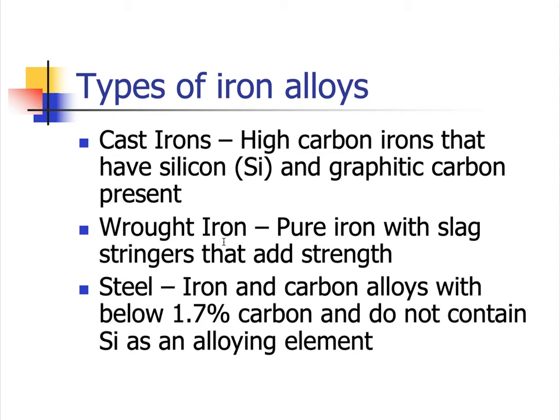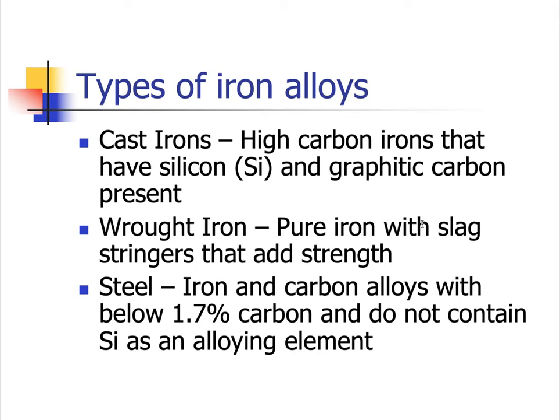And the difference between cast iron and steel is cast iron has silicon, I would remember that, and graphitic carbon, so much higher carbon contents, so high carbons and silicon, where steel has low carbon and really doesn't contain much silicon at all. So we're talking about 2% silicon in cast iron and maybe 3.5% carbon, and in steel we're talking somewhere around, below 1.5, 1.7% carbon and almost no silicon.